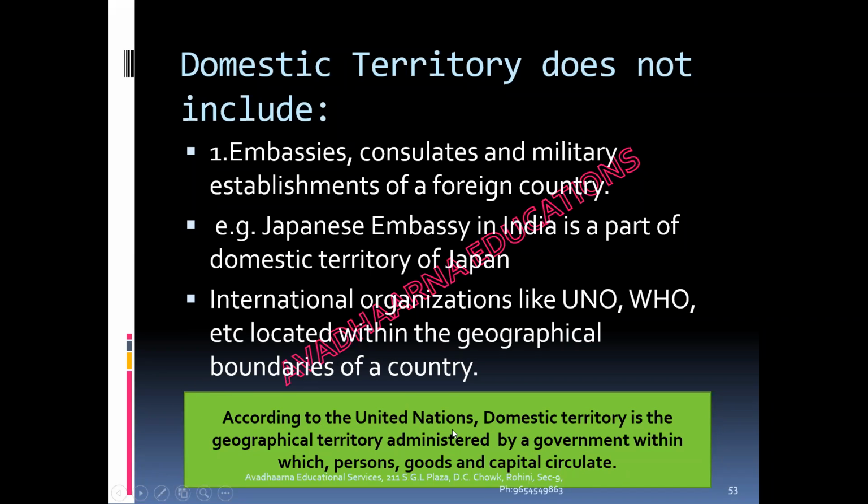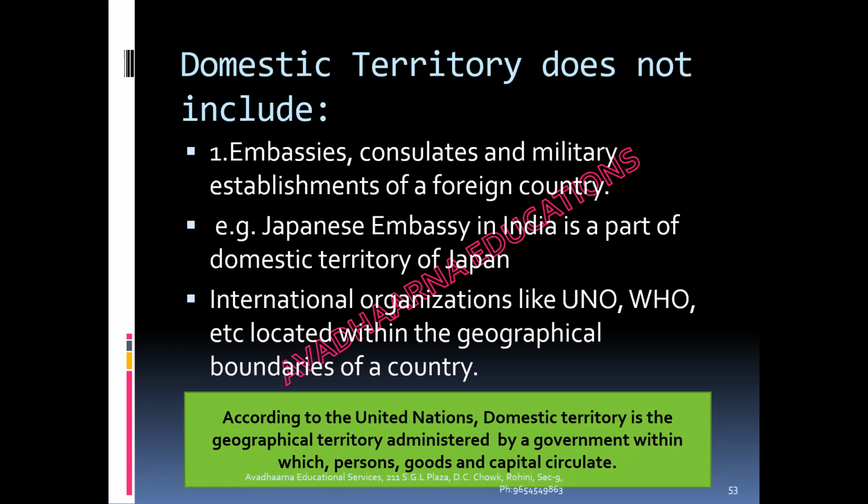So according to the United Nations, domestic territory is the geographical territory administered by a government within which persons, goods and capital circulate. The United Nations has defined domestic territory as a geographical territory in which the rules of the government will be applied, within which persons, goods and capital circulate.